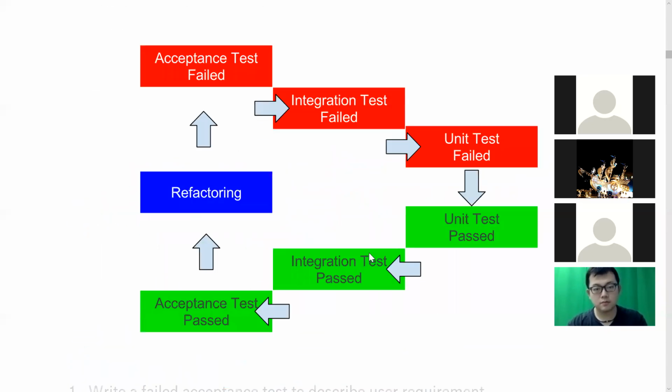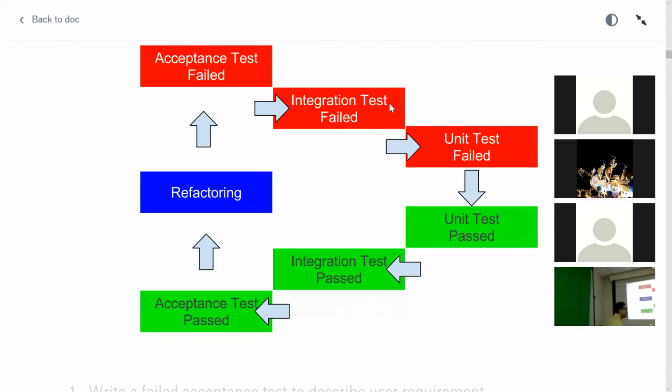Then, about the TDD life cycle: how do we run TDD? First, we write an acceptance test, a failing acceptance test. It fails, so it is red. Then we write a failing integration test, and then we write a failing unit test. All three processes are failing tests.